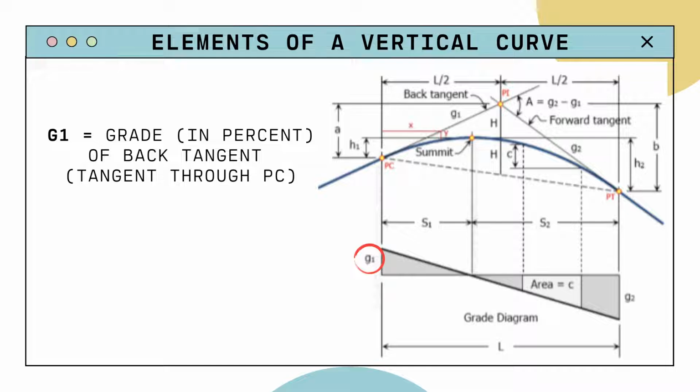Moving on, now we have G1. As labeled in the diagram here on the lower left, we can see that encircled, it is the grade in percent of the back tangent, or basically the tangent that involves the point of curvature.